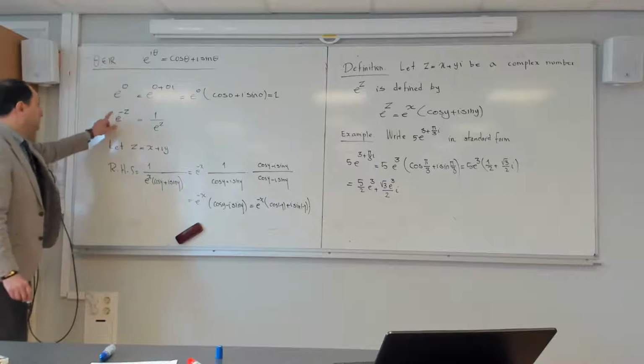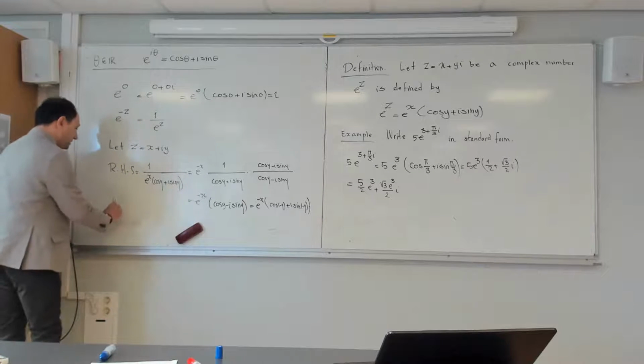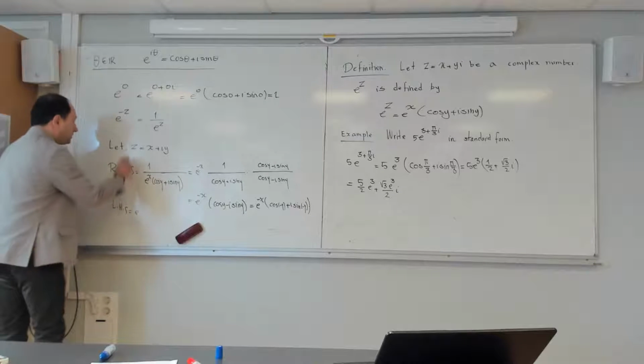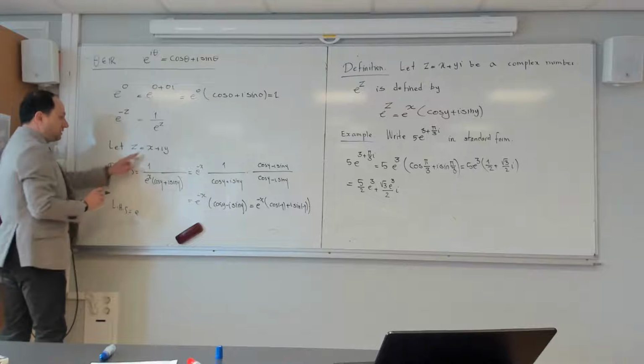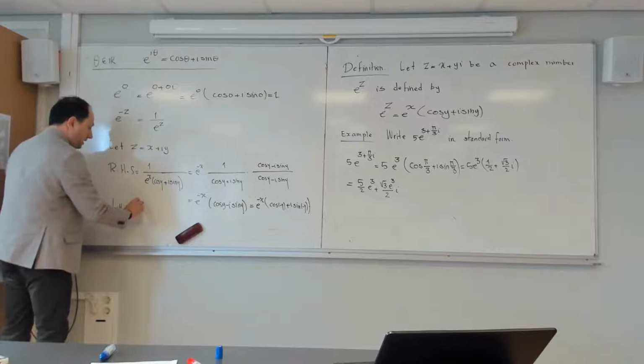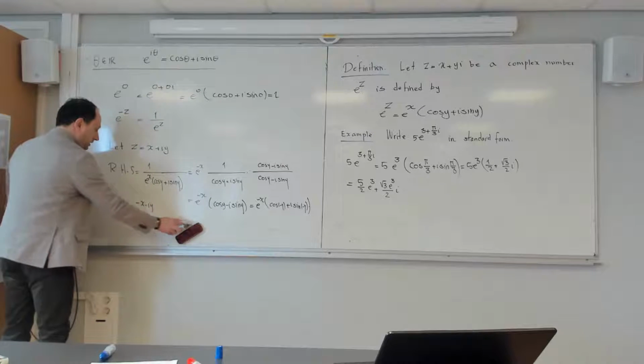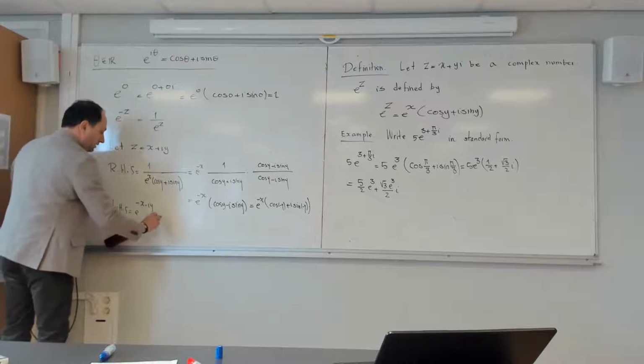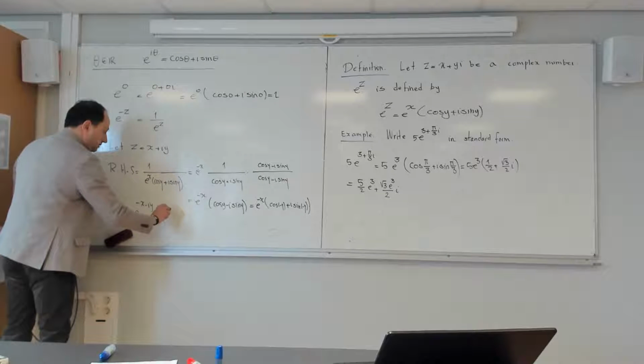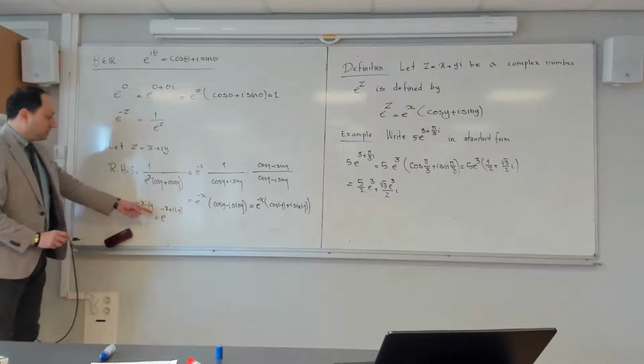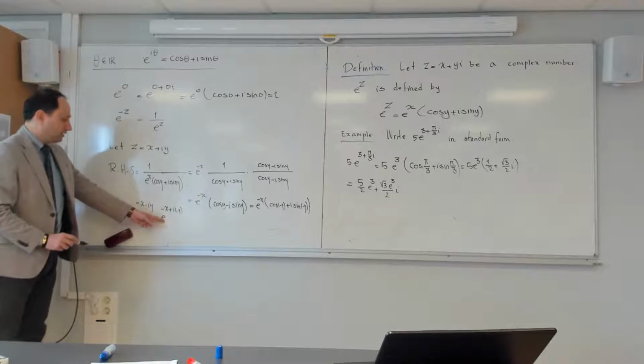But what I get for the left-hand side, so the left-hand side is equal to e to the power of minus z. But z is this guy, so it becomes minus x minus iy, yes? So here I can write it as e to the power of minus x plus i times minus y. But this is again the complex exponential function.